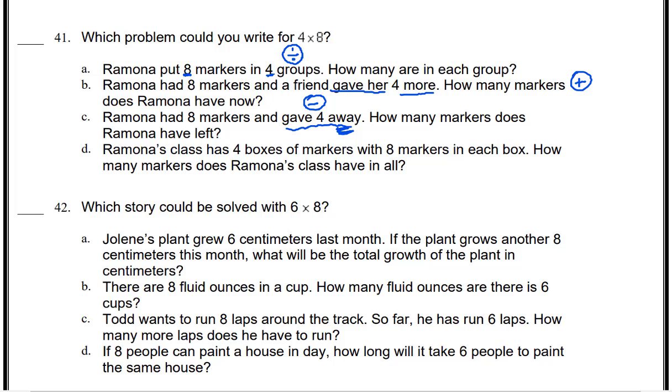Romana's class has 4 boxes of markers with 8 markers in each box. How many markers does Romana's class have in all? This is multiply.